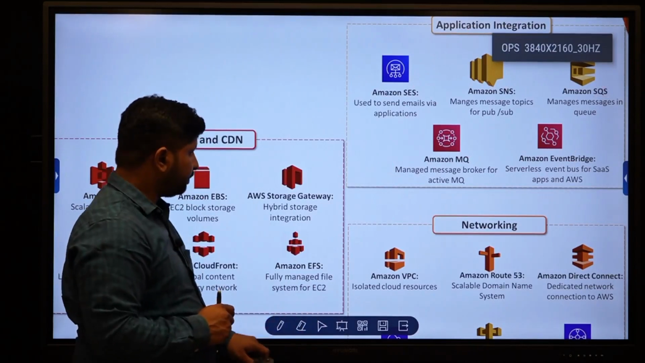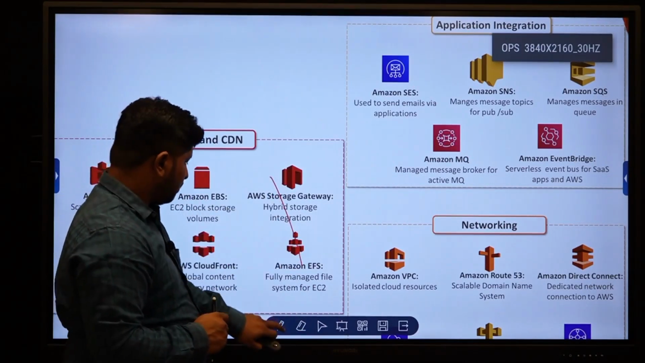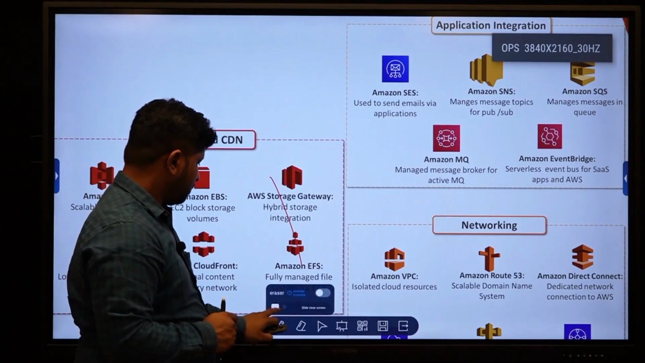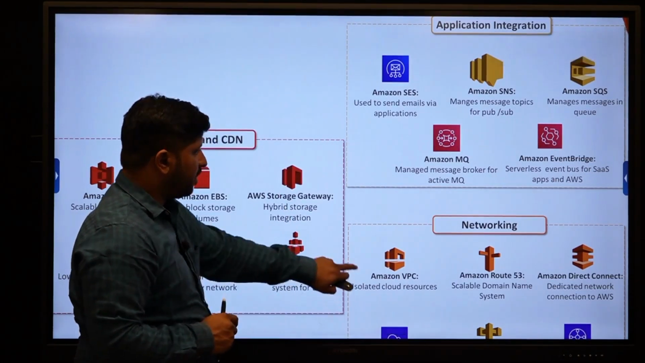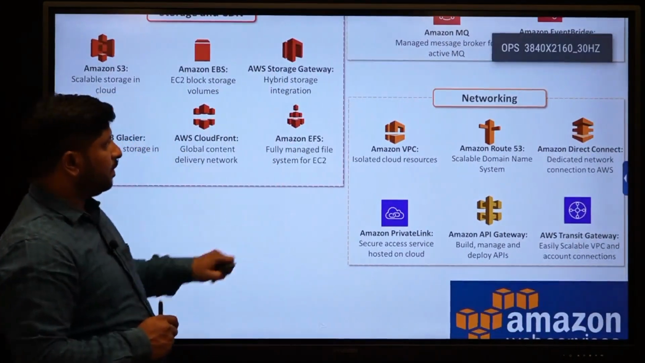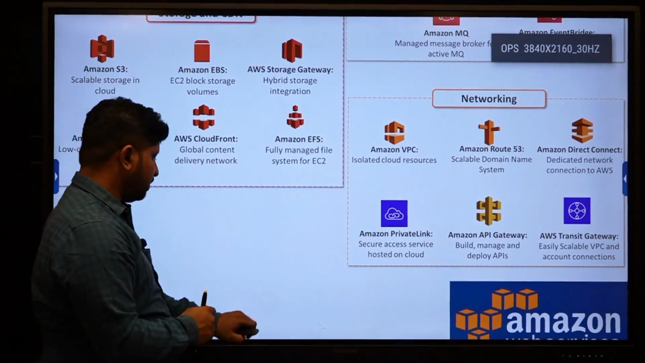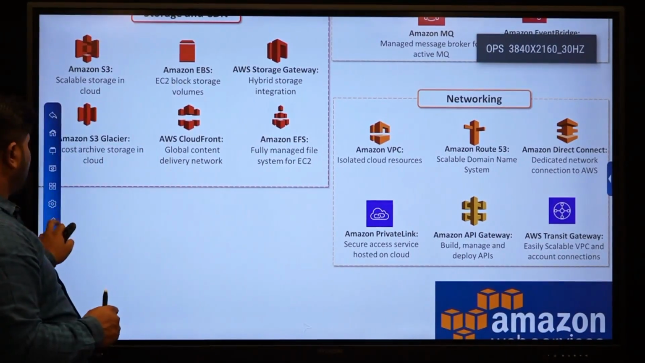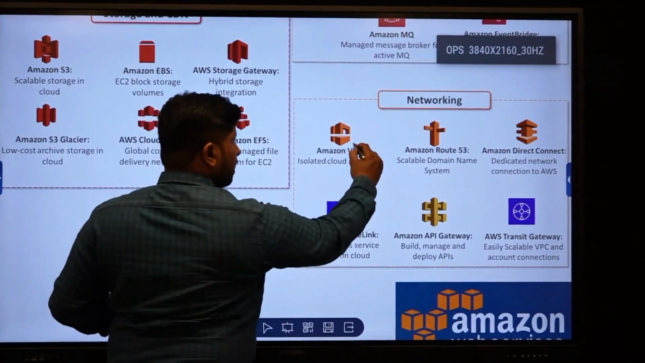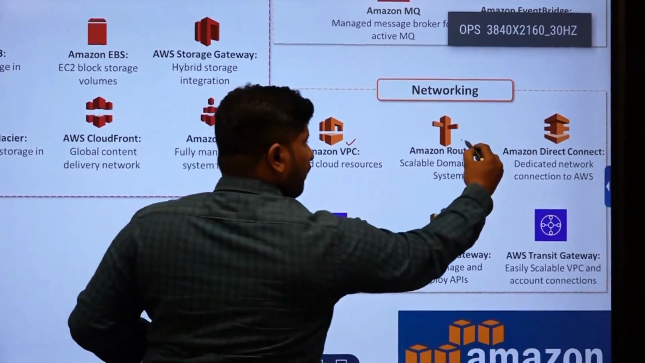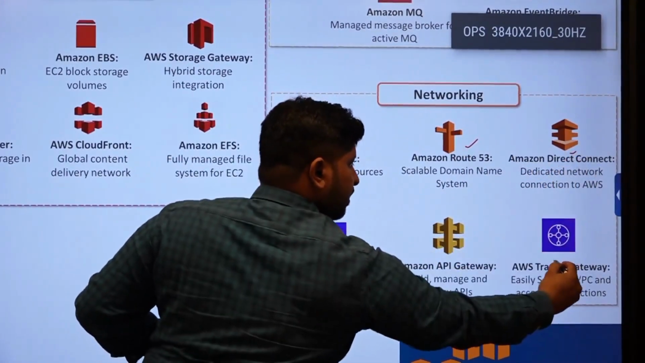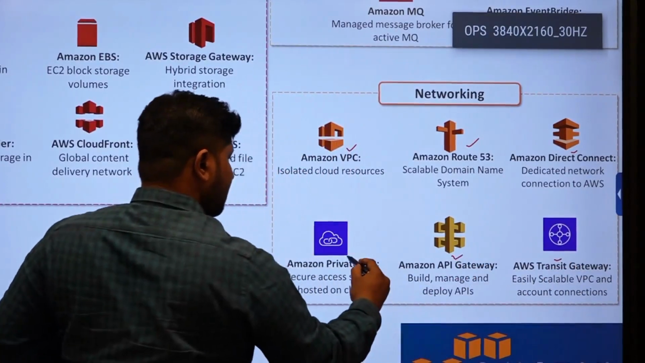Moving further, the networking. We do have various concepts under networking, where we start with virtual private cloud, Route 53, Direct Connect, Transit Gateway, API and Private Link.